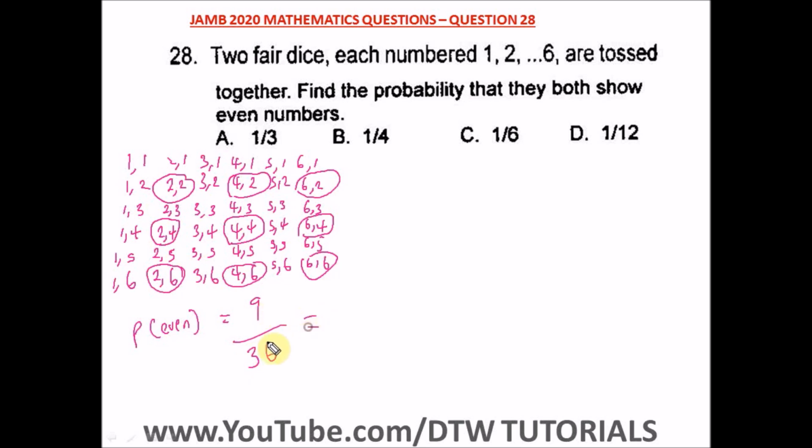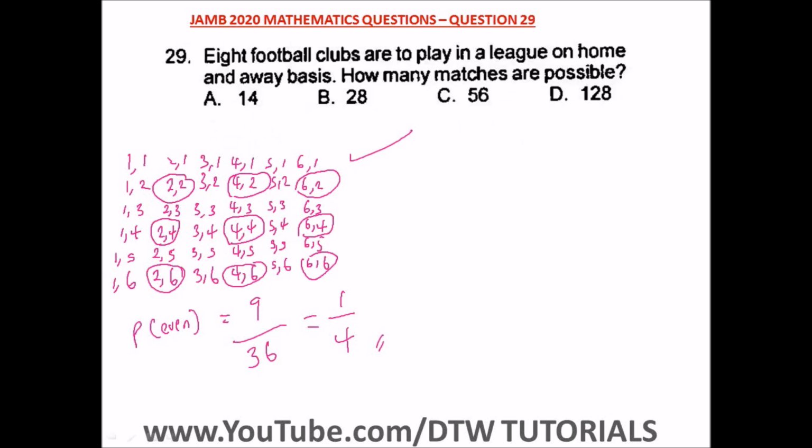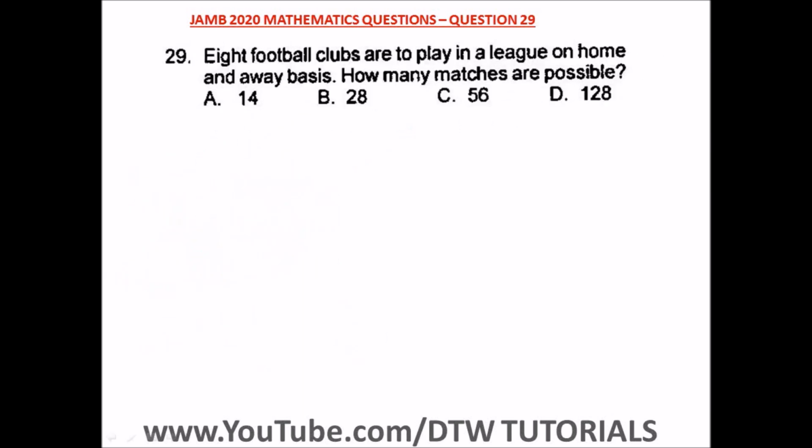So if we work this, 9 in 36 will give us 1 over 4. So this is our answer. So that is our answer for question number 28. So let's go to question number 29. So question number 29 of the JAMB 2020 maths question.